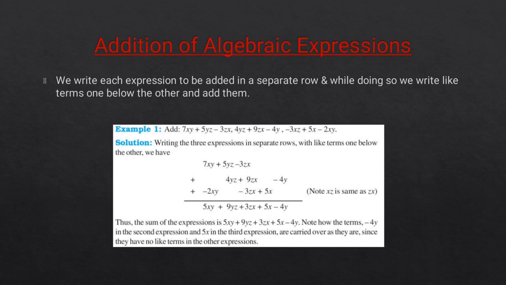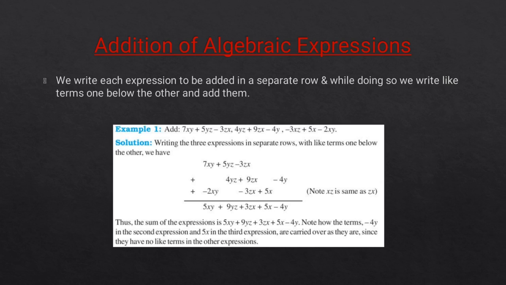The example says, add 7xy plus 5yz minus 3zx along with 4yz plus 9zx minus 4y and minus xz plus 5x minus 2xy. The result that we obtain by adding the three expressions is 5xy plus 9yz plus 3zx plus 5x minus 4y.